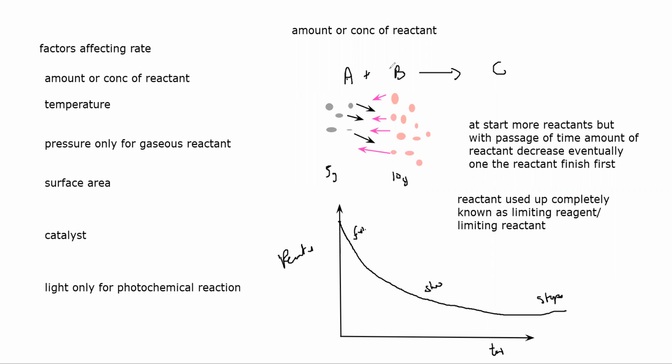Now what will happen if I use more reactant? If I increase the concentration or if I add more reactant, it means there are more particles. So if there are more particles, what will be the result? For the volume of a product, it will affect two things.